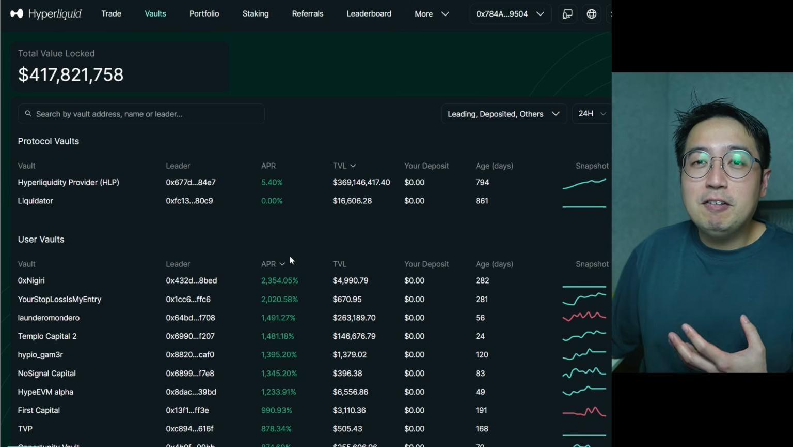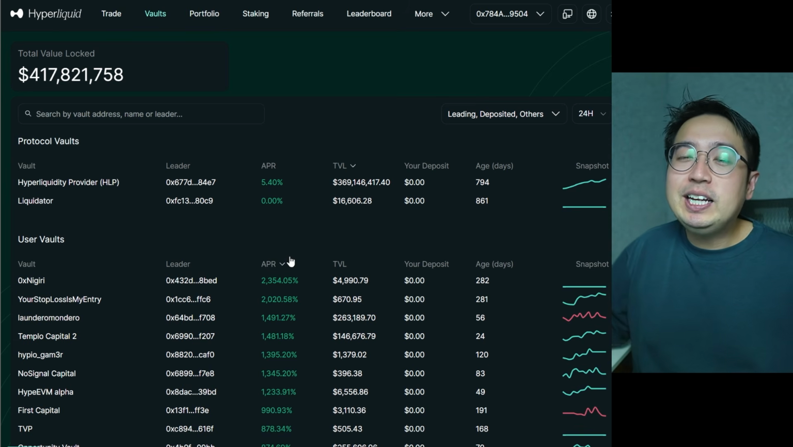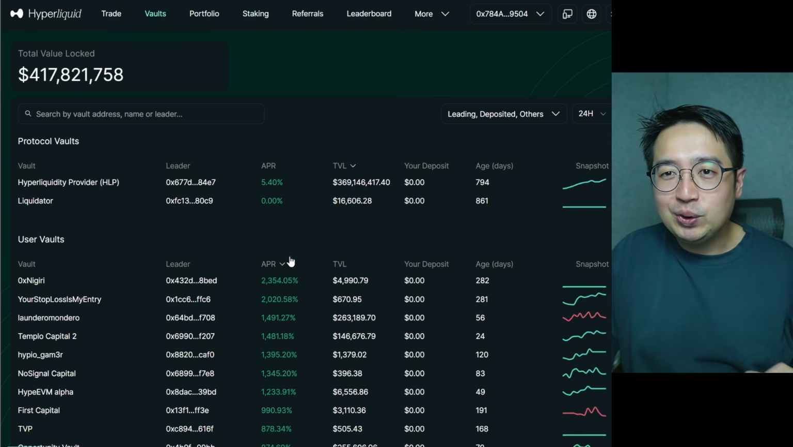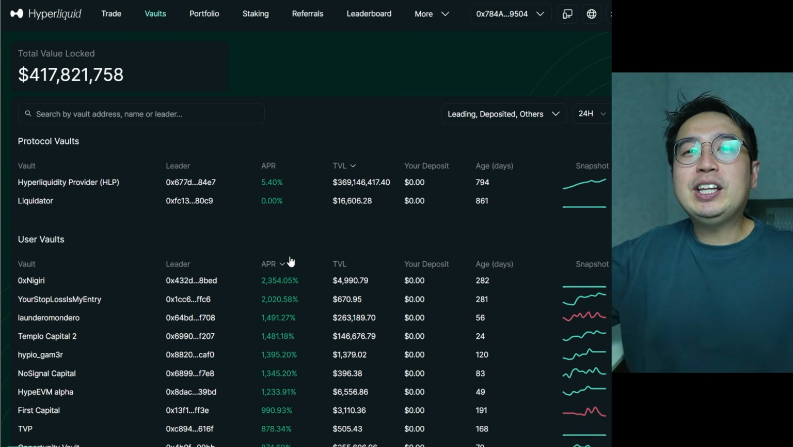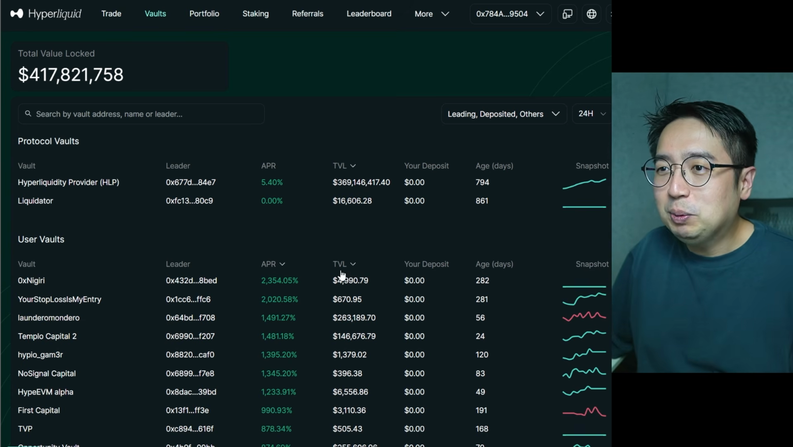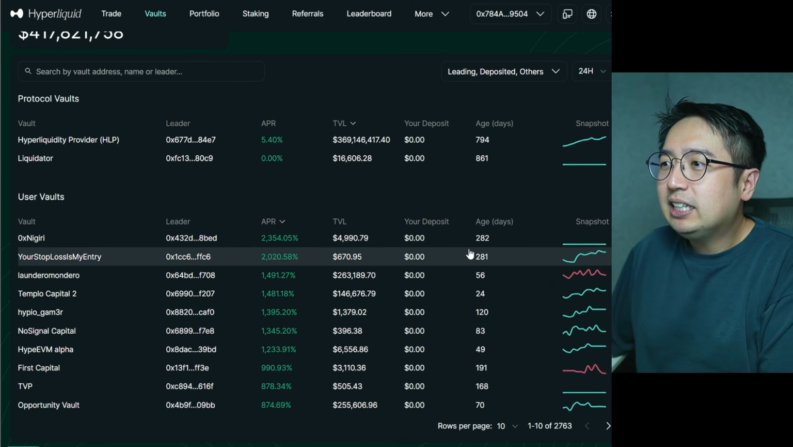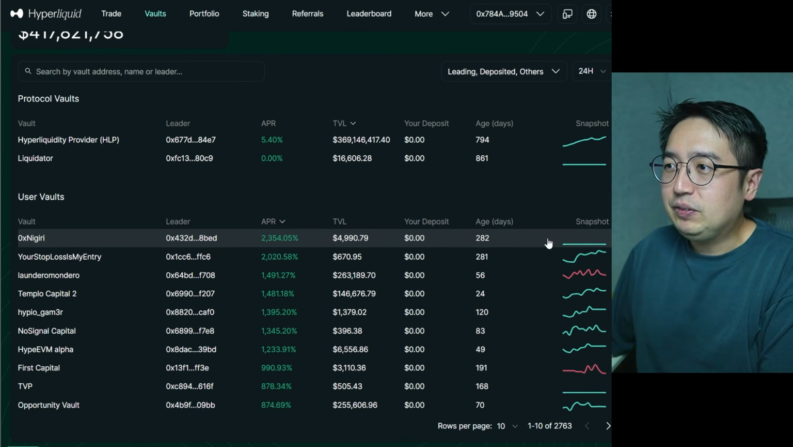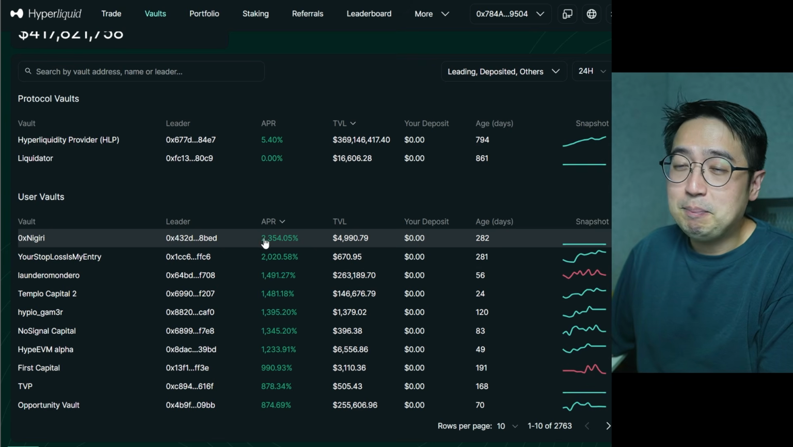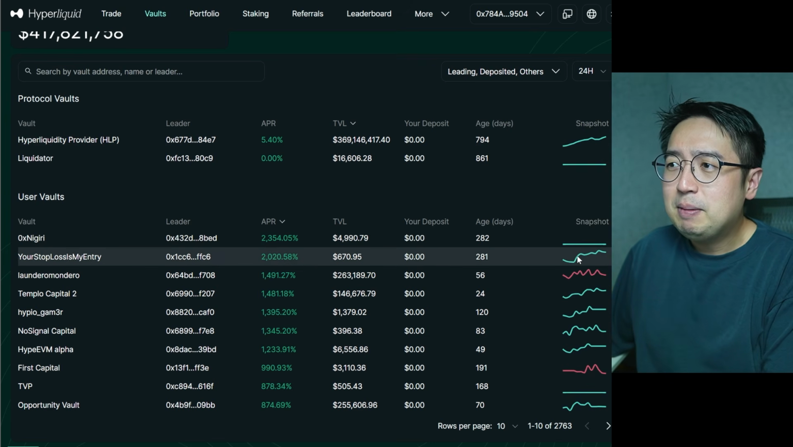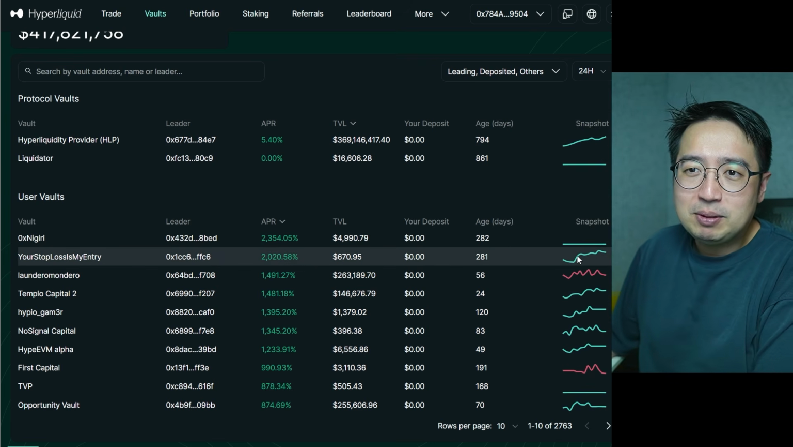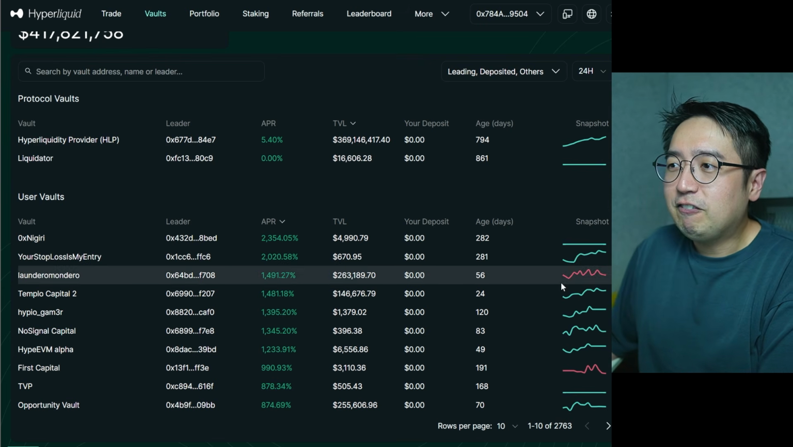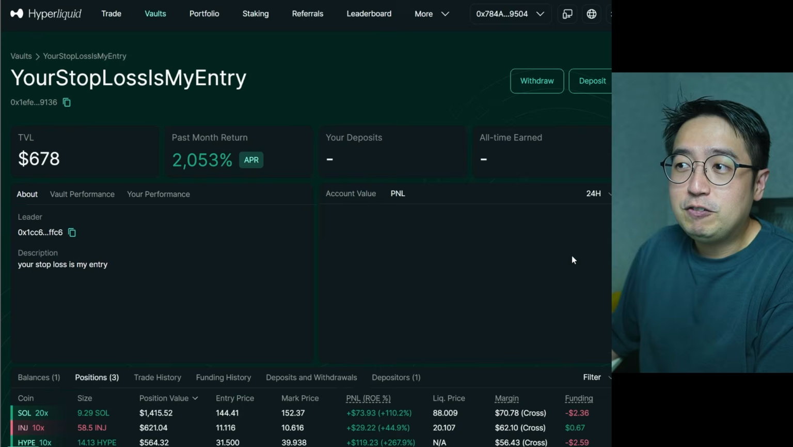So anyone can make a vault. So it is like a shared trading strategy saying, I'm investing in these things, I'm going long, I'm going short. And if you believe in me, you'll either make money or lose money. So we can see that a lot of different things are happening. 0x Nigiri, pretty flat, but they made a lot over time. Maybe in more recent times, your stop loss is my entry has been doing well, and you can see the different age of these portfolios.